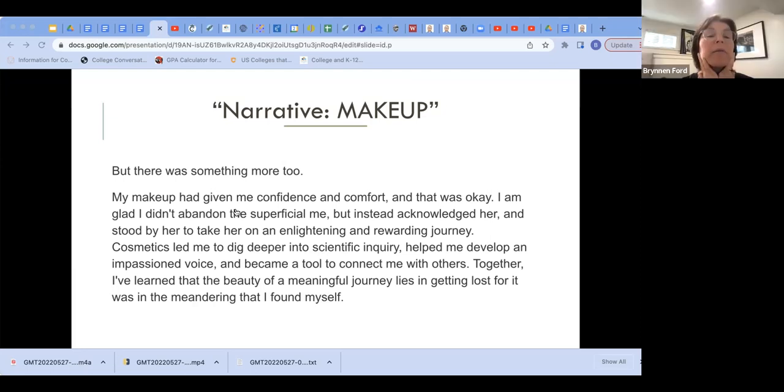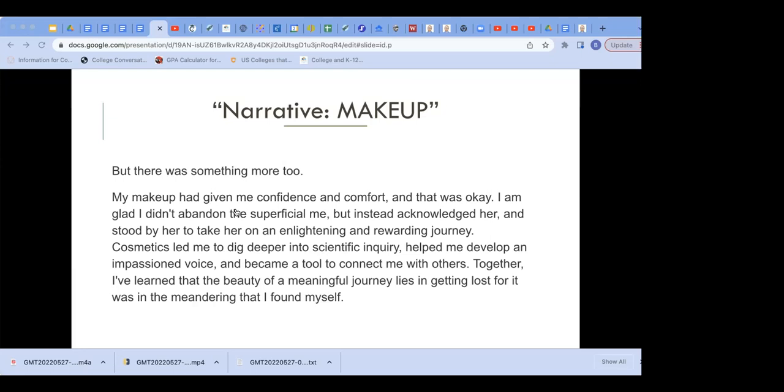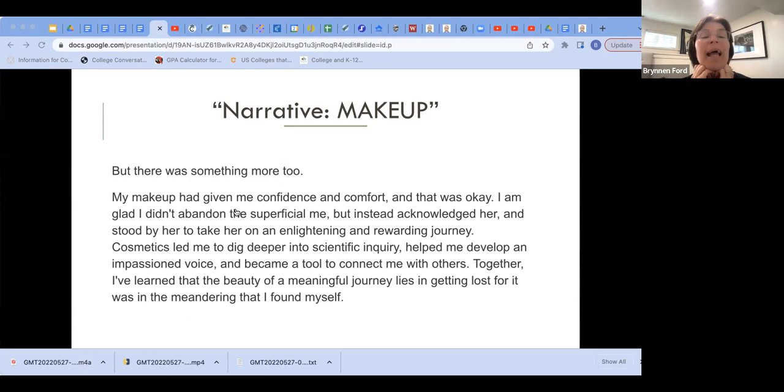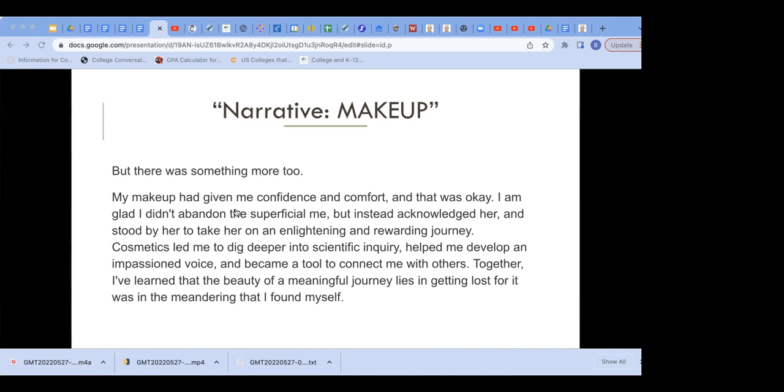Maybe it should be "and." Yeah, it looks like it maybe has a little error in it. Not your fault. Lost for it was the meandering that I found myself, or something. Some sort of ending like that. There must be a typo in there. Thank you.